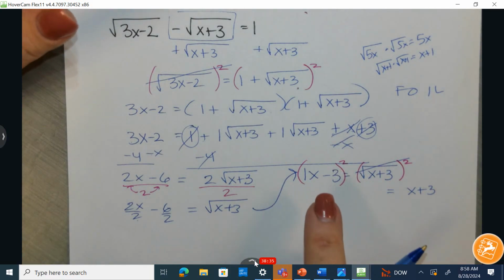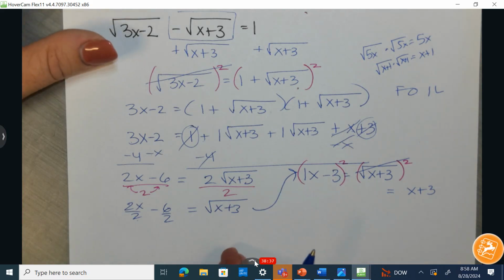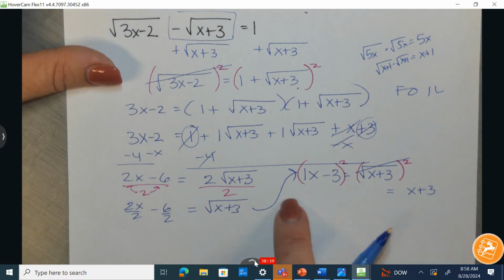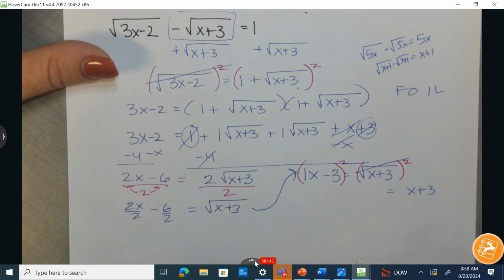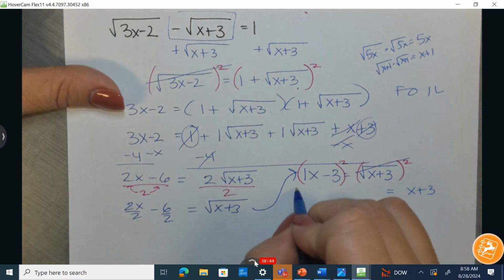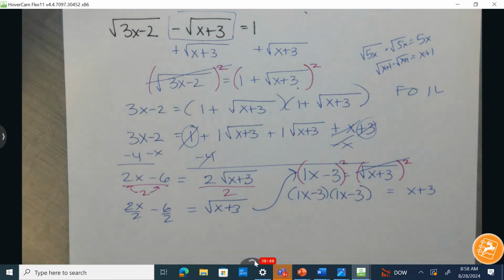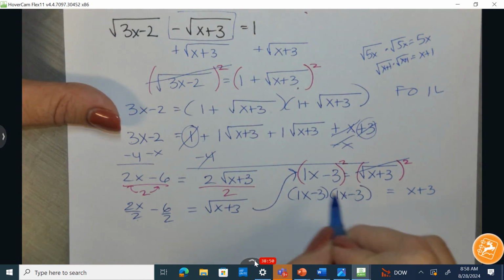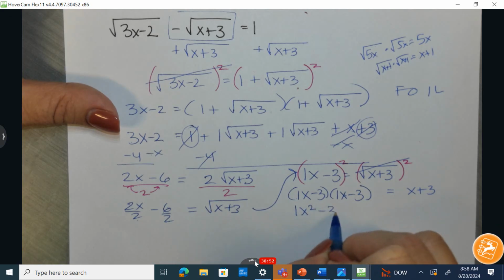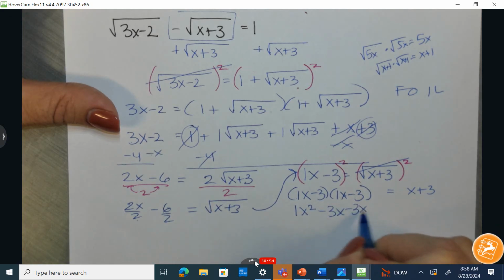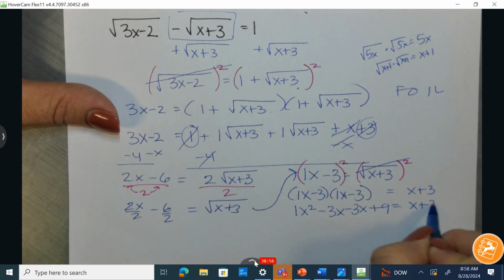Now, here's where a lot of students make a mistake. Yvette, could you tell me what to write here? Yep, that's right. You're going to write it down twice. And I'm going to quickly FOIL right now. I get 1x squared minus 3x minus 3x plus 9 equals x plus 3.